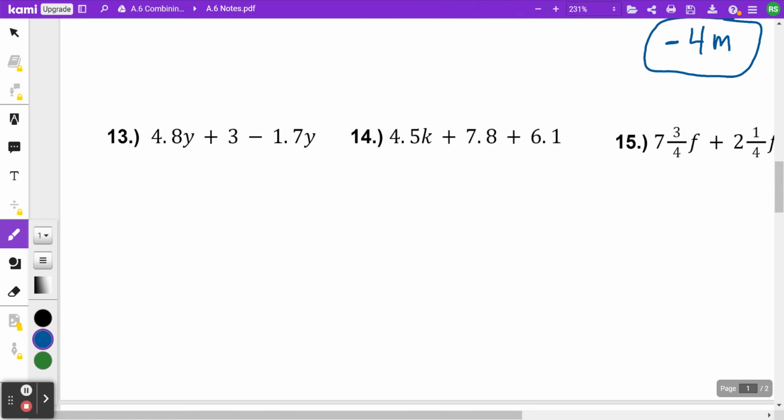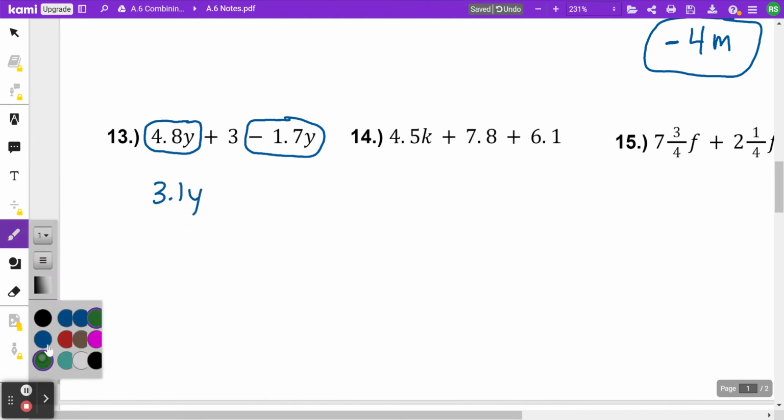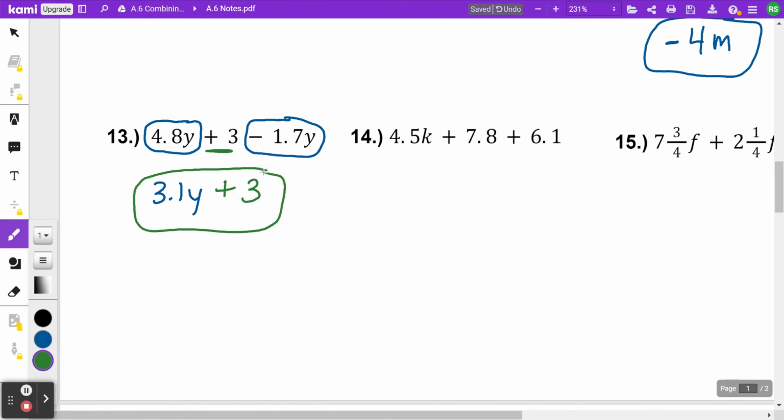All right, number 13, 4.8y plus 3 minus 1.7y. We can combine our like terms here. So that's the 4.8y and the negative 1.7y. So 4.8 and negative 1.7, we're going to subtract there. Gives us 3.1y. And then the plus 3 just gets brought down on the end. And then that's all we can do. We can't combine the y term with anything else.